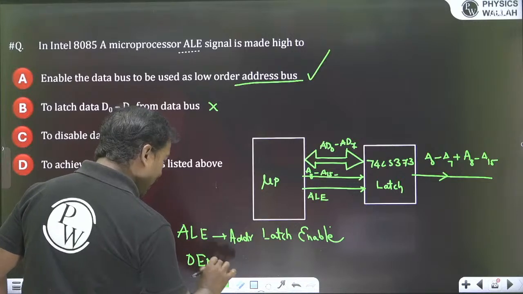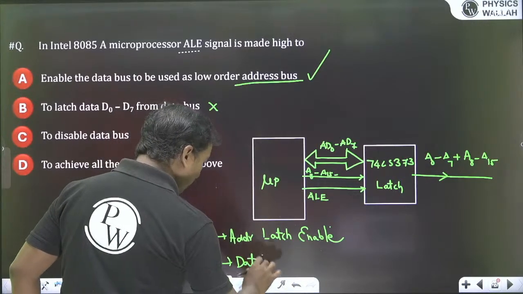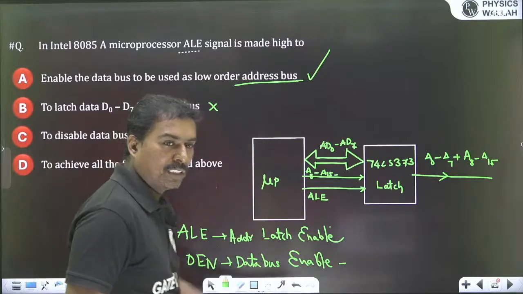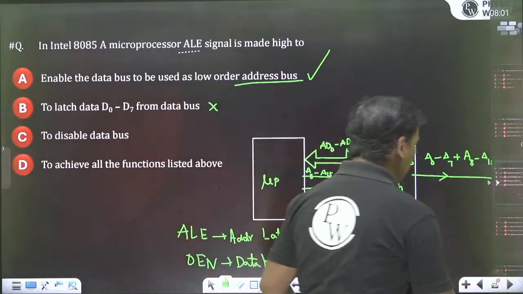DEN stands for data bus enable, my dear. It enables the data bus. Is it clear? So very good. So let us go for the next question.